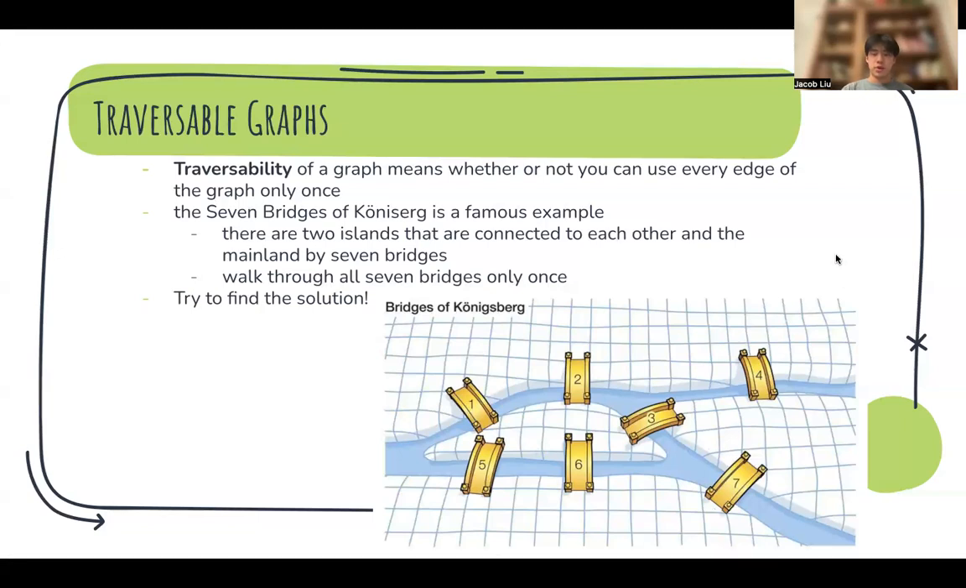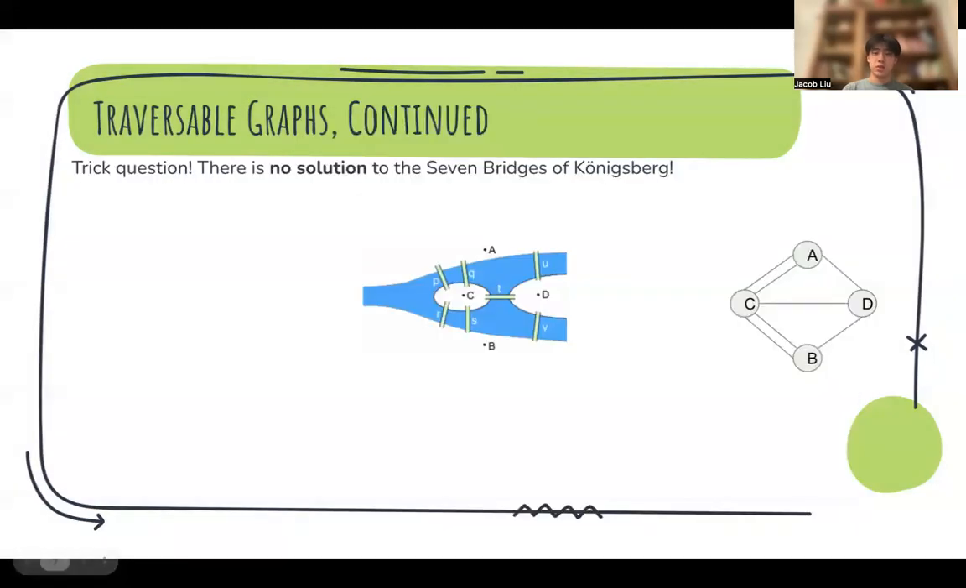Okay, so you can pause the video and try it if you want, but now I will show you how to do it. So, this is actually a trick question. There is no solution to the 7 bridges of Königsberg. You cannot use each of the bridges only once and pass through all 7 of them.